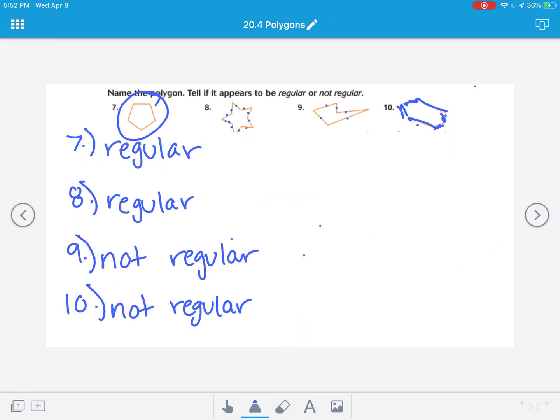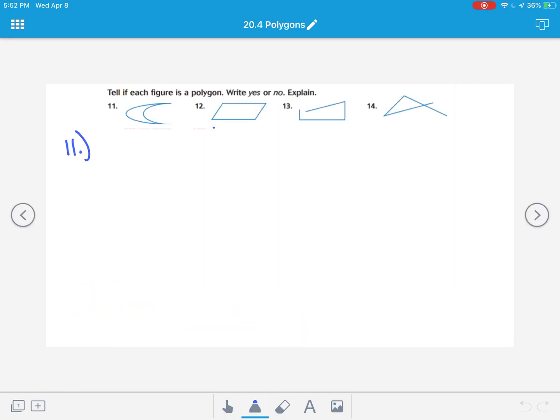All right, so let's see here now that we've reviewed those. Looking at number 11, I see this shape looks like a moon. Right off the bat, it's curved, so that tells me that no, this is not a polygon because it's curved. So for our explanation, we'll write polygons have straight sides. That's what makes this not a polygon.